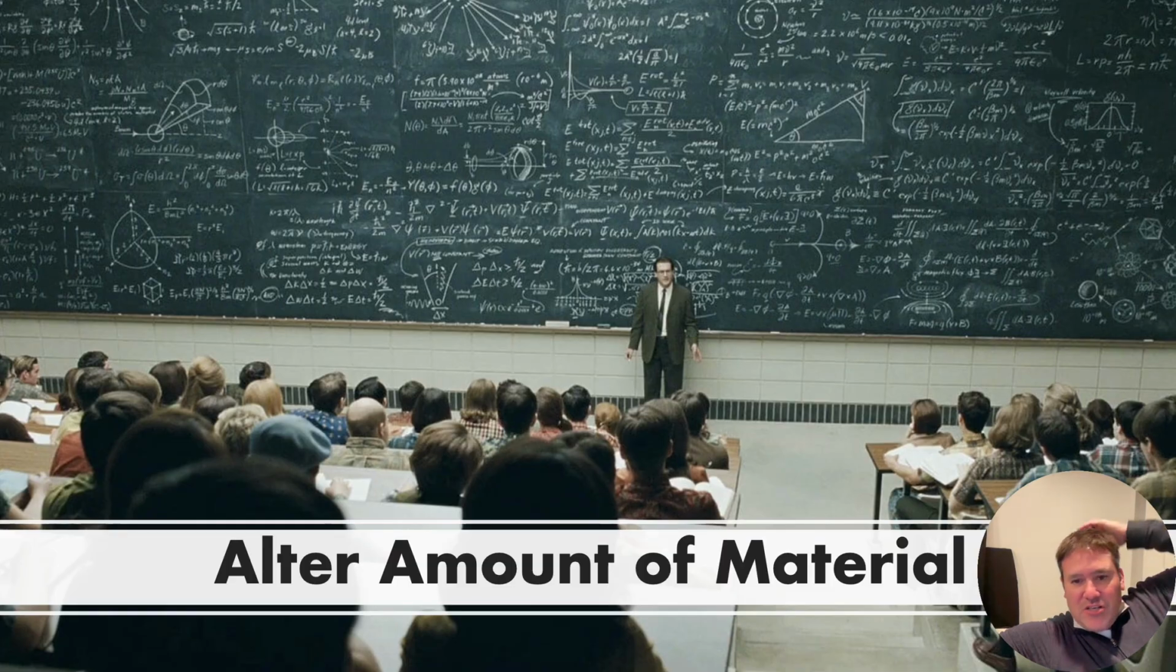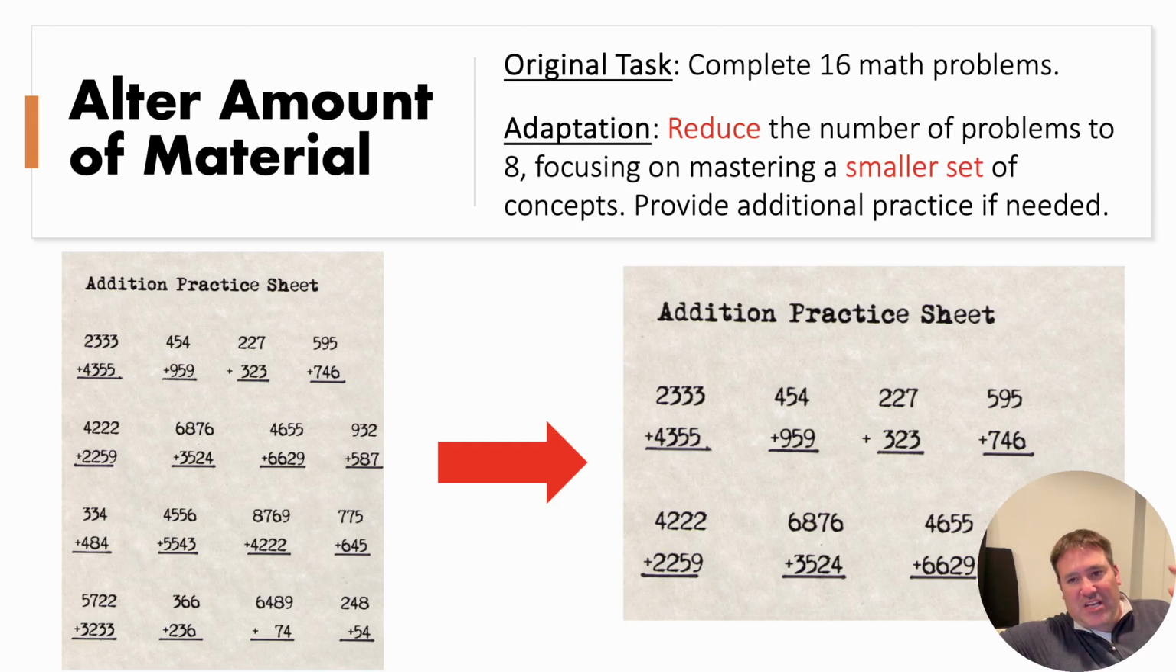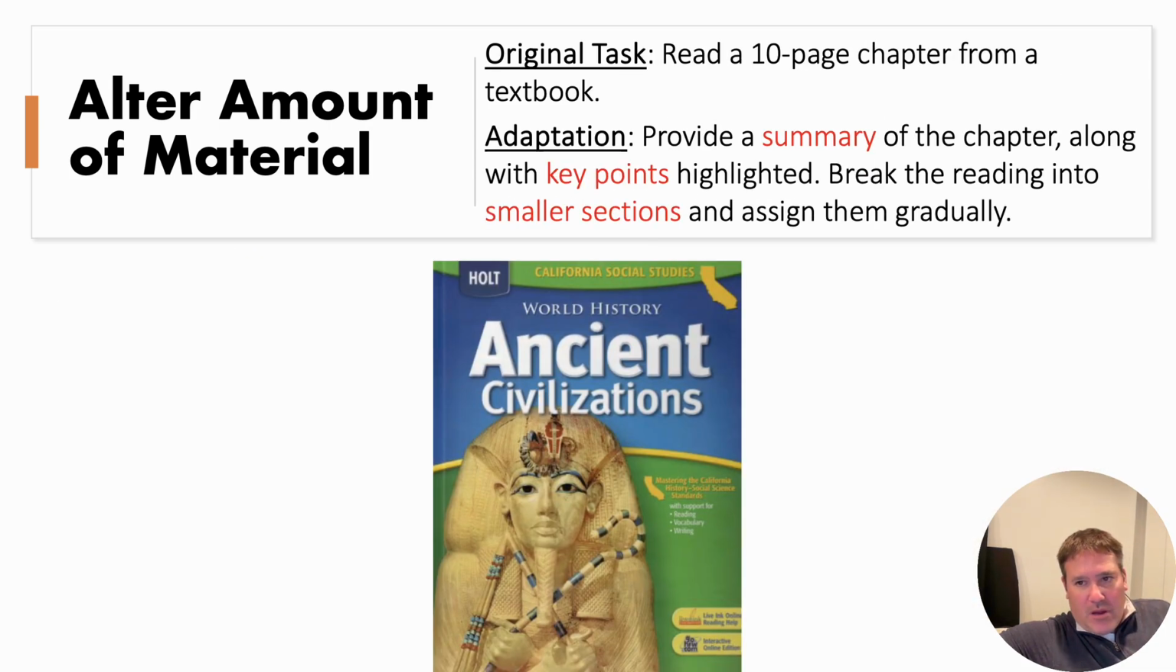Making the adaptation to alter the amount of material. So instead of 16 problems, we give them 8. Instead of 8, we give 4. The important thing is that they're able to do the problem, not necessarily how many of the problems they have the stamina to do. And that can go for reading or mathematics or writing or anything else that they might be struggling with.